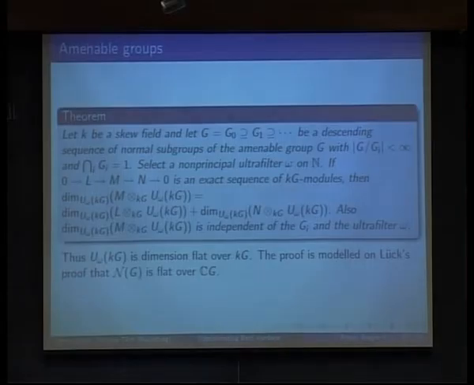then the dimension over U omega of KG, M tensor over KG of U omega KG, is the sum of the dimensions of the outer two. And also this dimension will be independent of the Gi and the ultrafilter omega. So this means that U omega is dimension flat over KG. So it's modeled on a proof that the Novikov ring N of G is flat over CG. So of course G has to be an amenable group here.